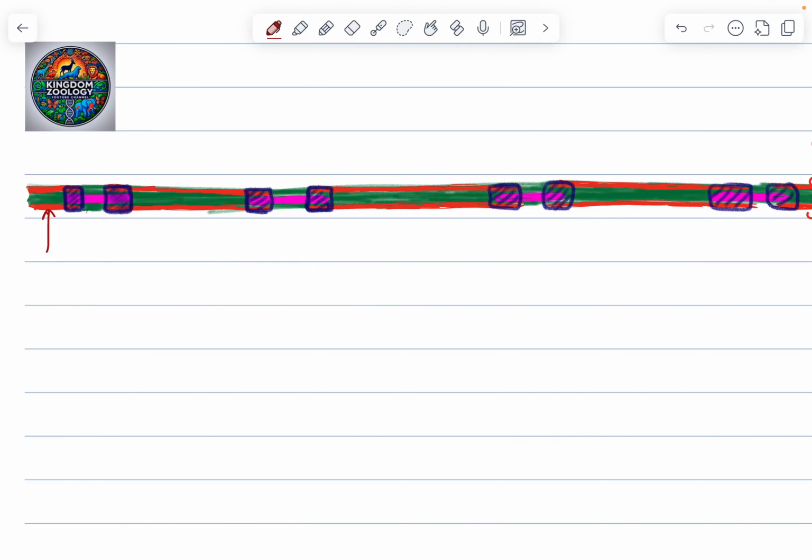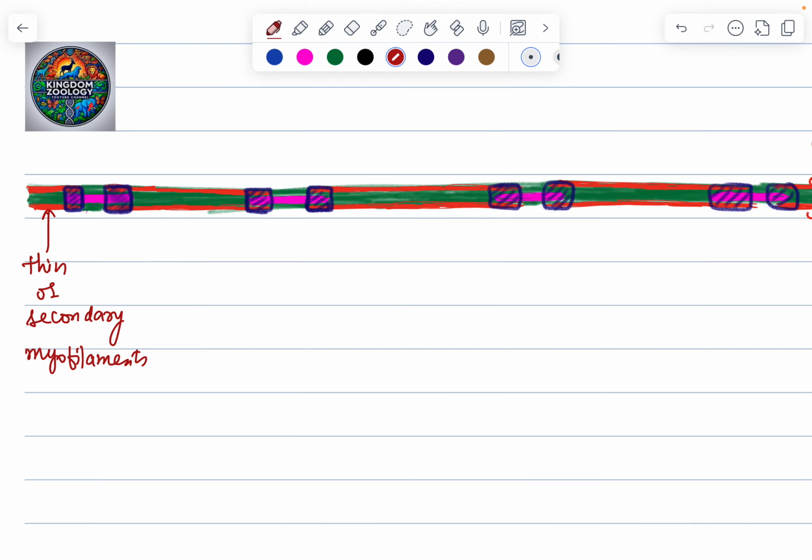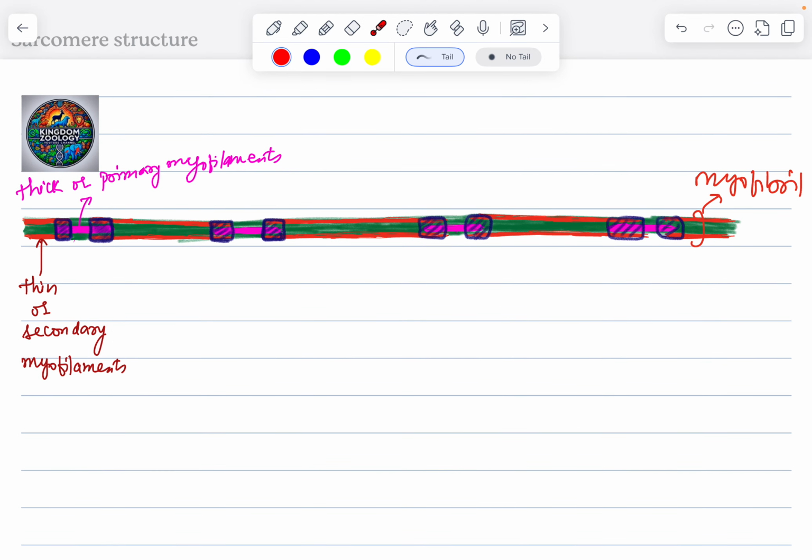These structures are the thin or secondary myofilaments, while the pink ones are the thick or the primary myofilaments. And as you might recall from the previous video, the thin or the secondary myofilaments are arranged like this, while thick filaments are over here in the center.